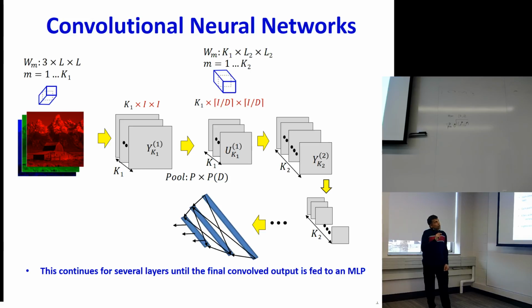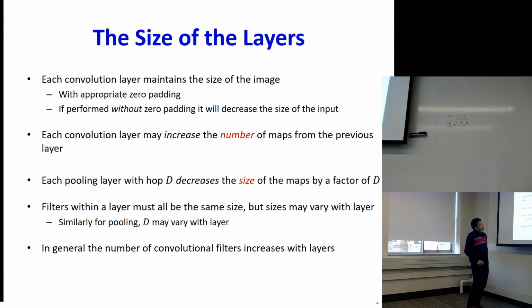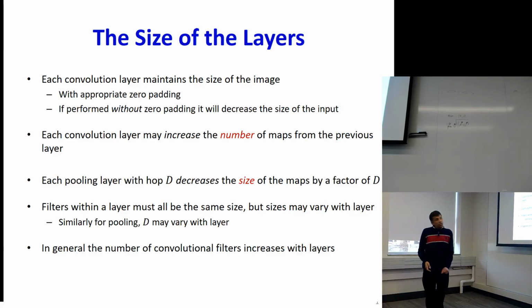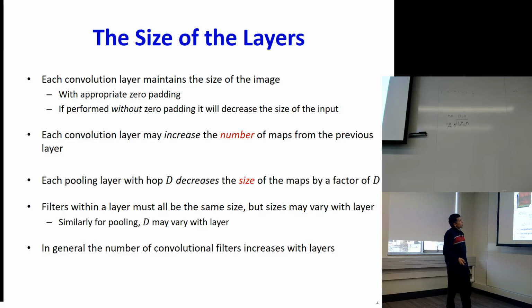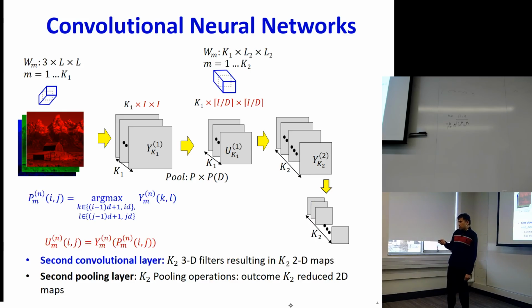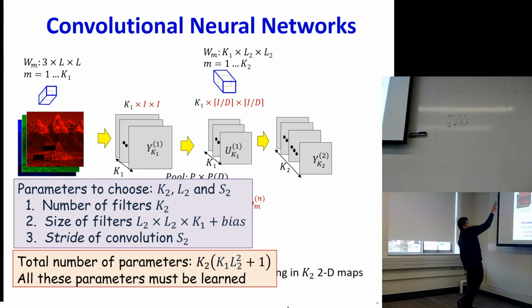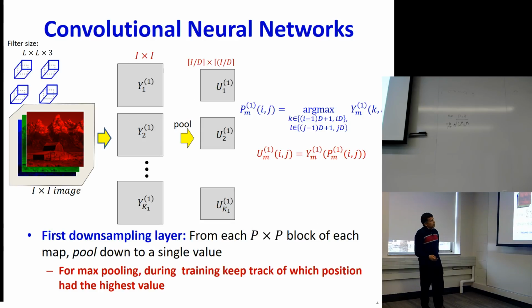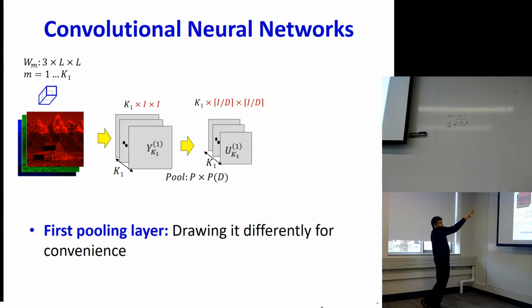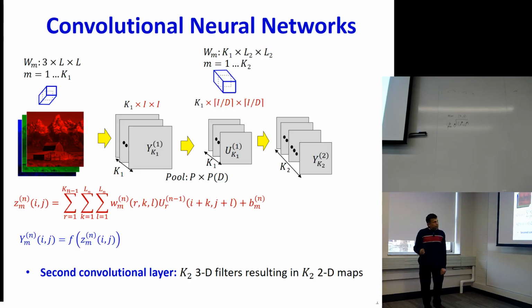Now, each convolution layer maintains the size of the image if you zero pad it, otherwise it shrinks it a little bit. Each pooling layer actually shrinks it considerably by the size of the stride itself. The filters within a single layer must all be the same size. There's no reason this must absolutely be true, but all of these filters, for example, will typically be the same size. They're all going to be L cross 3, right? But filters across different layers could be different. So the L in the first filter could be different from the L2 for the second filters.